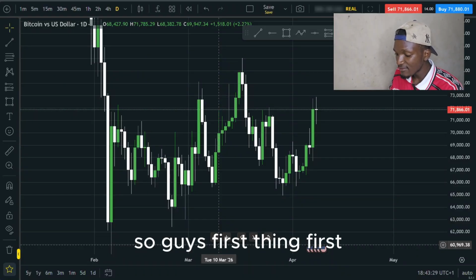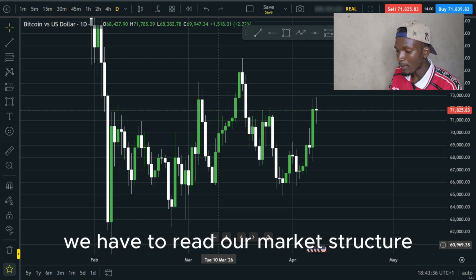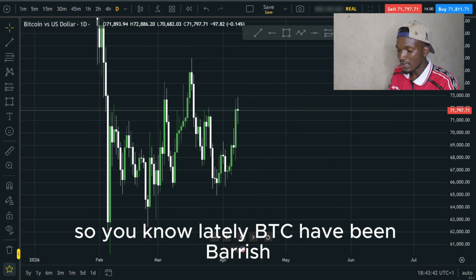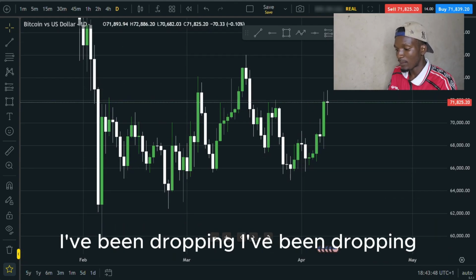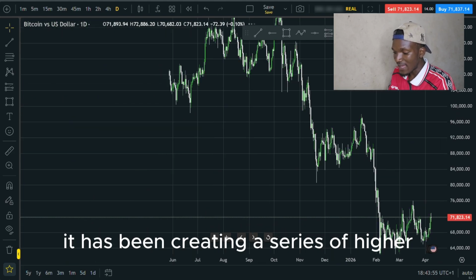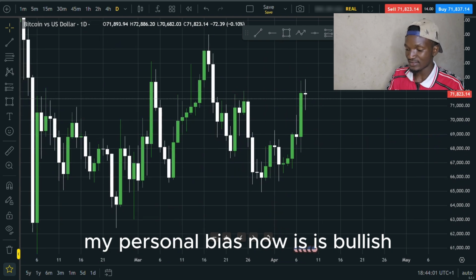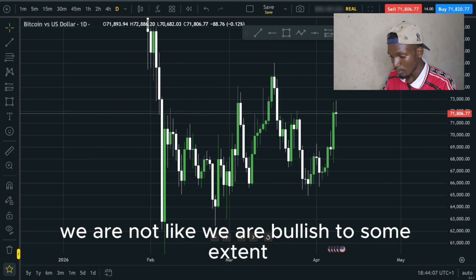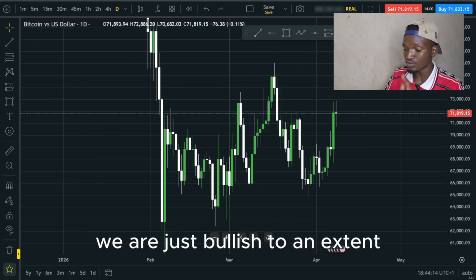So guys, first thing first, we got to know our directional bias. We have to read our market structure and know where the market is heading to. Lately BTC has been bearish, dropping, but right now you can see it has been creating a series of higher highs and higher lows. So for me, my directional bias now is bullish. We are bullish to some extent, but not fully bullish right now. We are just bullish to an extent.